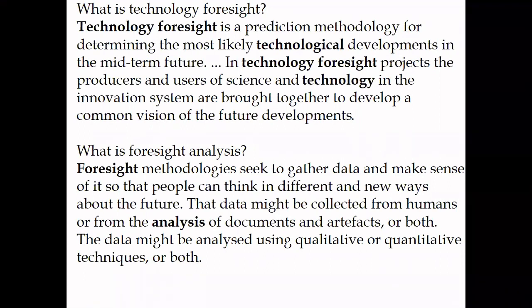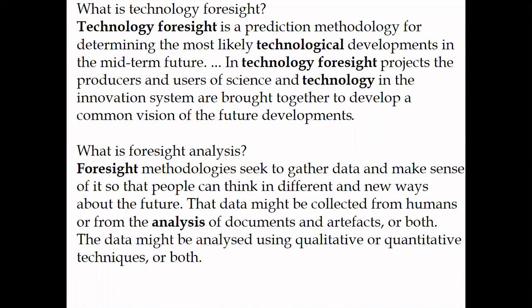Next is foresight analysis. This is one category in forecasting, where foresight methodologies seek to gather data and make sense of it so that people can think in different and new ways about the future. That data might be collected from humans or from the analysis of documents, and the data might be analyzed using qualitative or quantitative techniques, or both. There are two methodologies for doing forecasting: the qualitative method and the quantitative method.